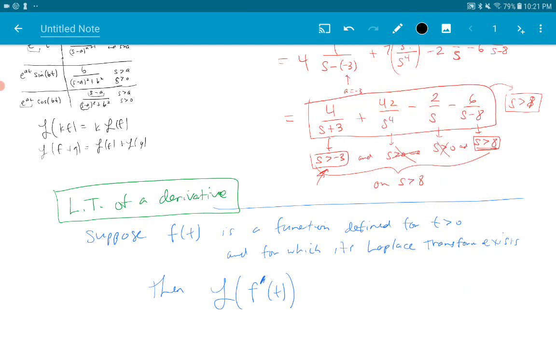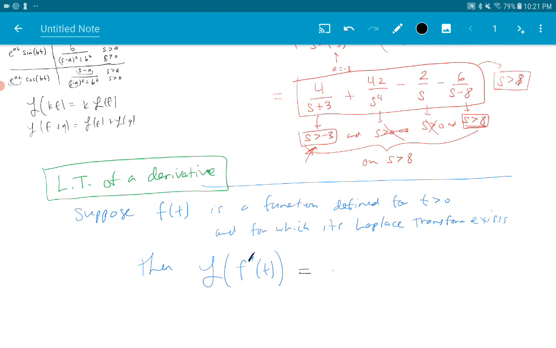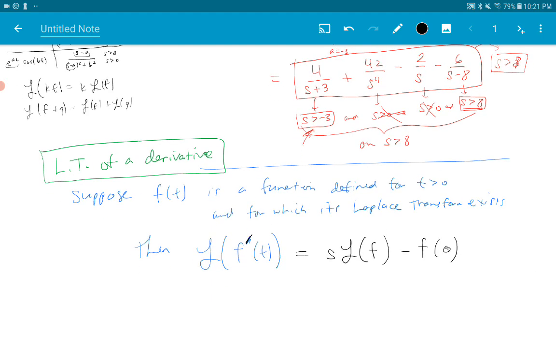The Laplace transform of the derivative of f is equal to s times the Laplace transform of f minus f of 0. Okay, so this is a formula we can use.